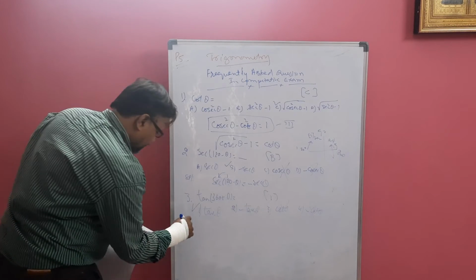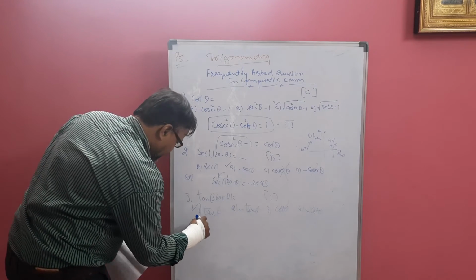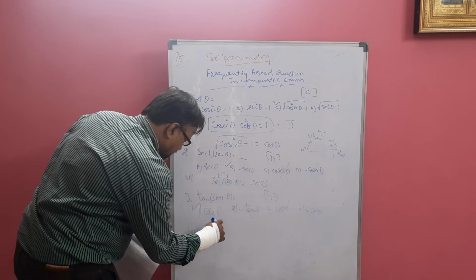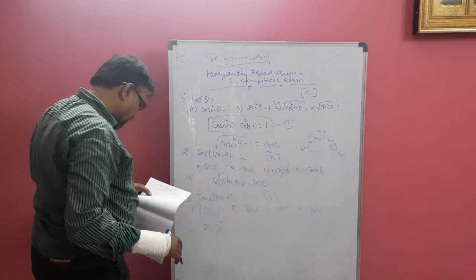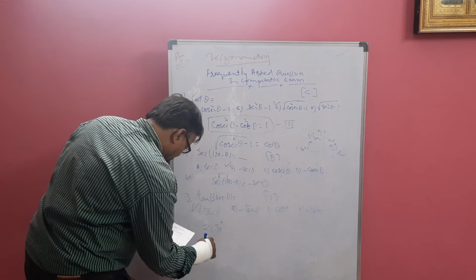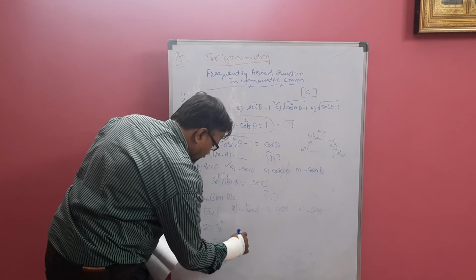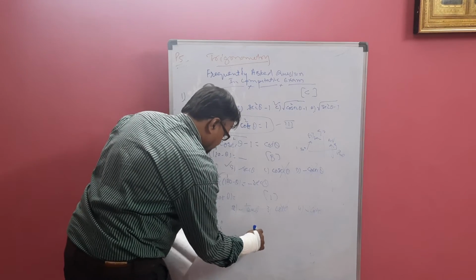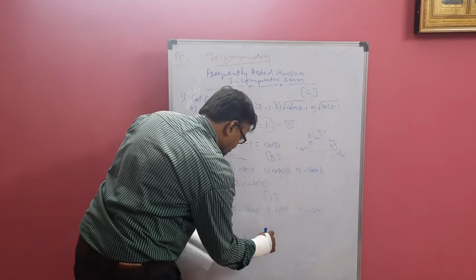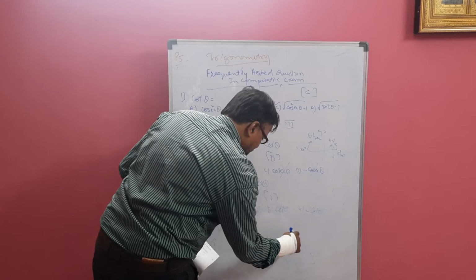Now one more question, the fifth one. Sec 90 is dash. First bit root 2, second bit 2 by root 3, third bit 2, fourth bit infinity.